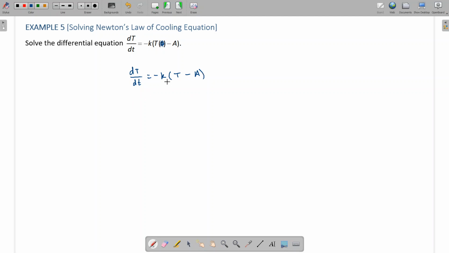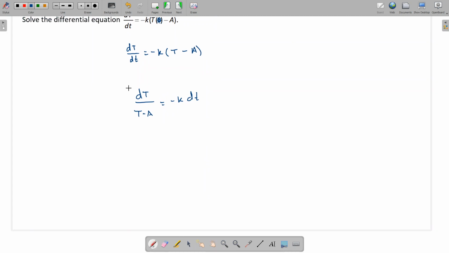So to separate this, we can divide this expression over. So you have dT over T minus a equals negative k dt. So we've separated the variables. We've got the capital T on one side, lowercase t on the other side. And now we can integrate. So on this side, this is going to be natural log of the absolute value of T minus a. And on the right hand side, that's going to be negative kt plus c.